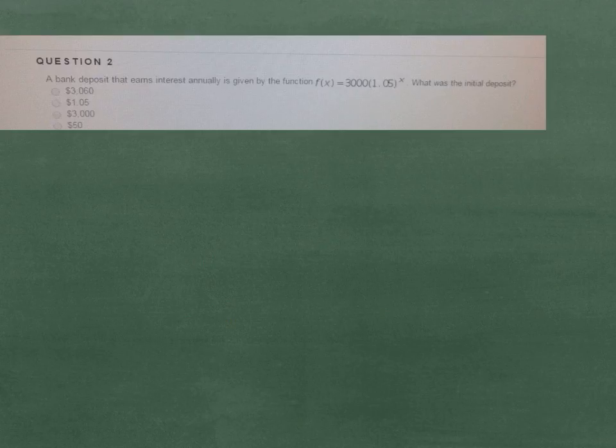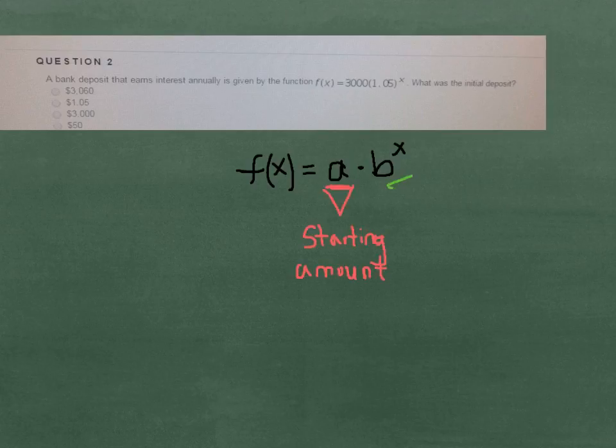Question number 2. A bank deposit that earns interest annually is given by the function f of x equals 3,000 times 1.05 to the x power. What was the initial deposit? In order to understand this question, you need to know the basic formula for exponential equations. And here it is. Most of the time there's two numbers being multiplied. This first number is like your y-intercept. It's your starting point. And this number over here is like your interest, or how much it's growing by. If it's doubling, it'll be a 2 right there. If it's tripling, it'll be a 3 right there.